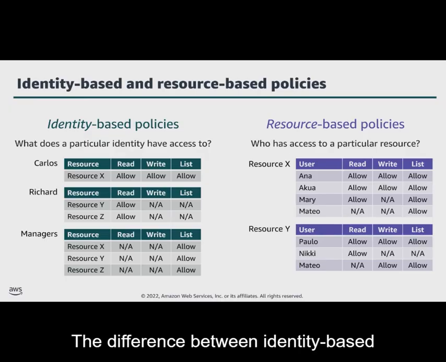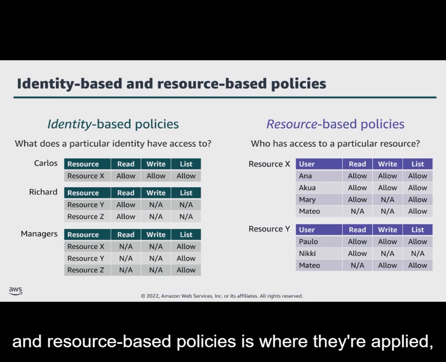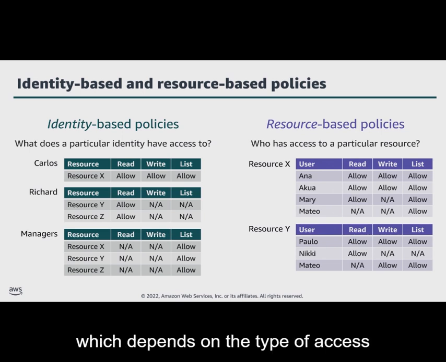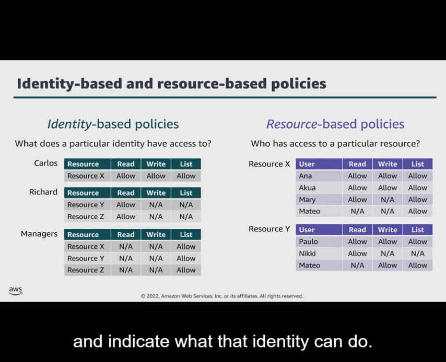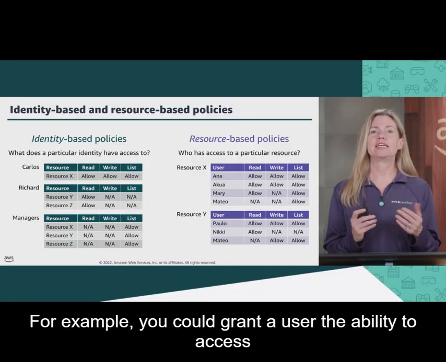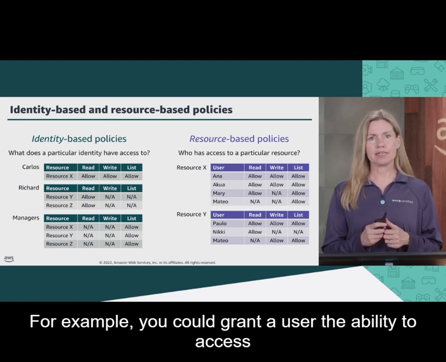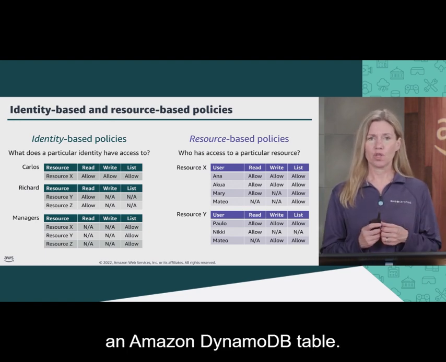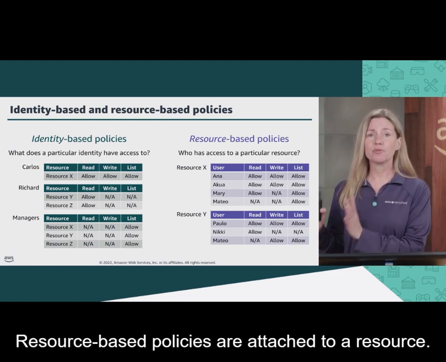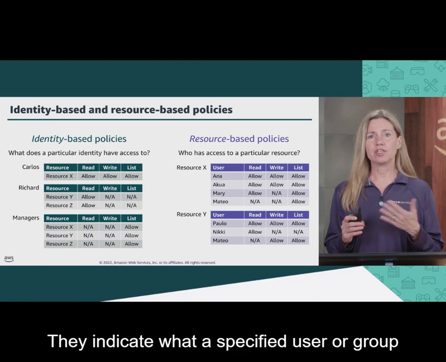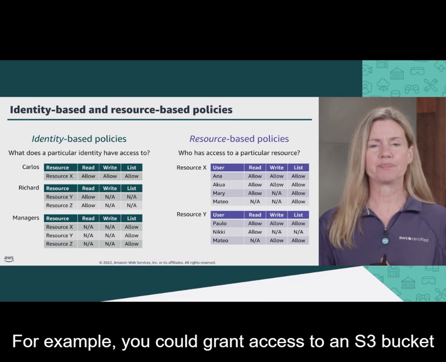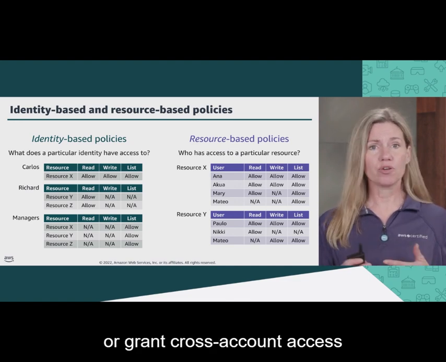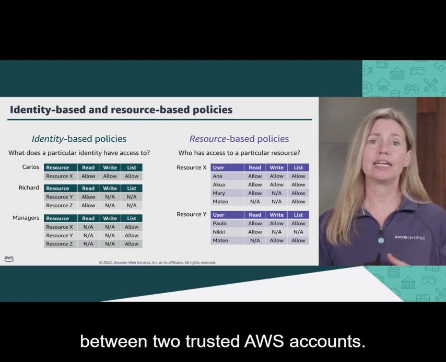The difference between identity-based and resource-based policies is where they're applied, which depends on the type of access that you're authorizing or restricting. Identity-based policies are attached to an IAM user, group, or role and indicate what that identity can do. For example, you could grant a user the ability to access an Amazon DynamoDB table. Resource-based policies are attached to a resource. They indicate what a specified user or group of users is permitted to do with the resource. For example, you could grant access to an S3 bucket or grant cross-account access between 2 trusted AWS accounts.